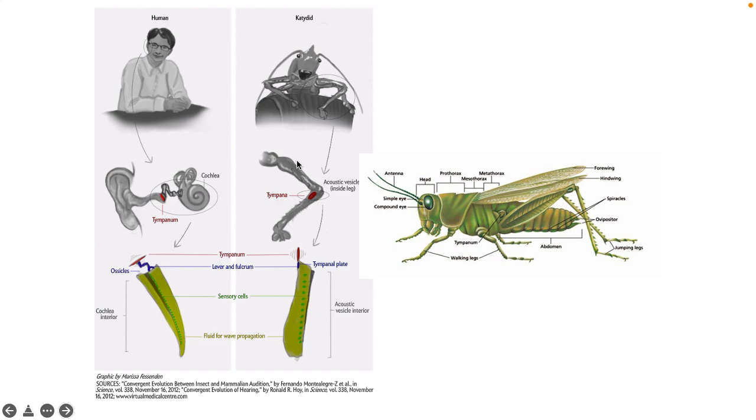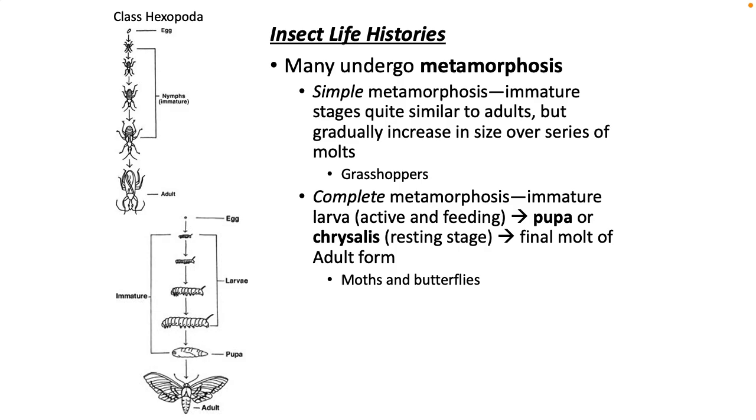And then finally, life histories. They go through metamorphosis. Each stage is different. The immature stages are called nymphs, and then it will reach that adult form. There are two types of metamorphosis that you need to be aware of. Simple means that the stages are quite similar to adults, like grasshoppers. Complete means that they look completely different in each stage. So we go with egg, and then we have our larva, and then the pupa, and then the adult. In simple metamorphosis, they're just somewhat miniature sizes of the adult forms.